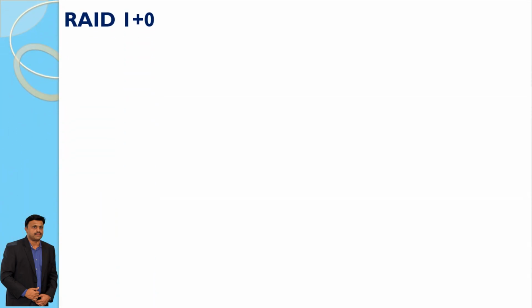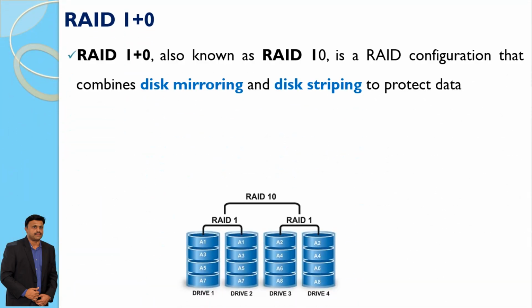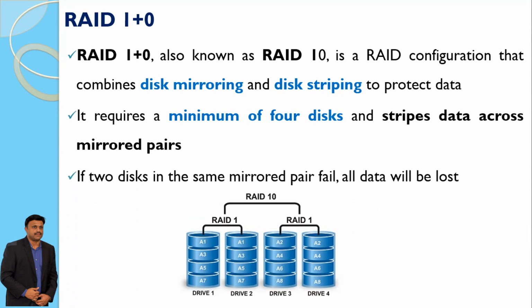RAID 1+0, also known as RAID 10, combines disk mirroring and disk striping to protect data. It requires at least 4 disks and stripes data across mirrored pairs, offering both high performance and reliability.